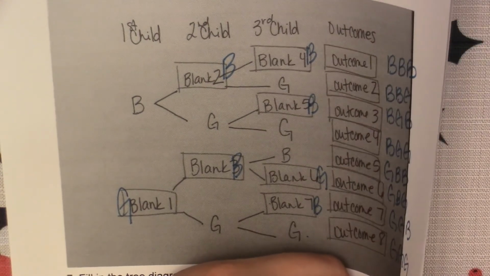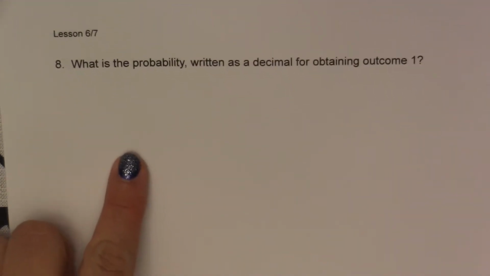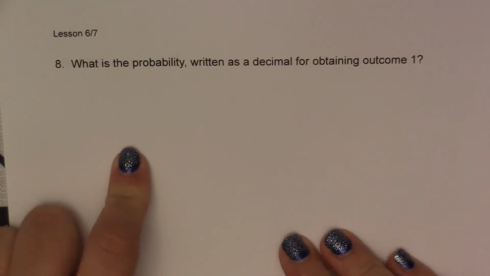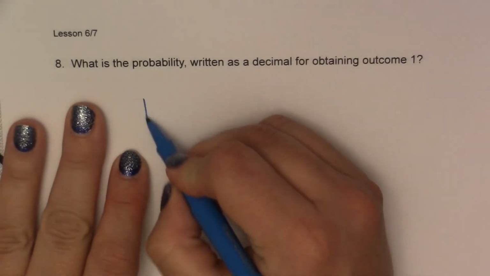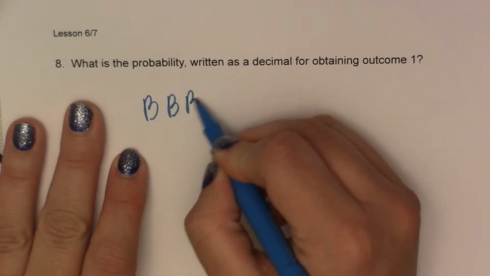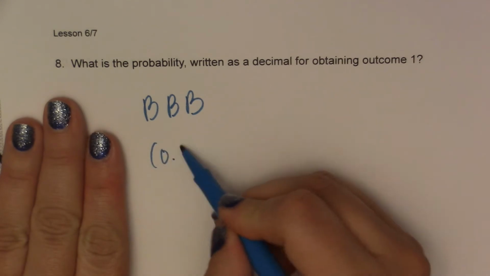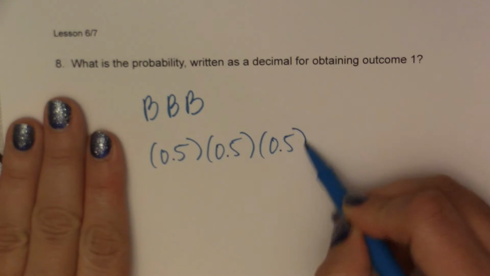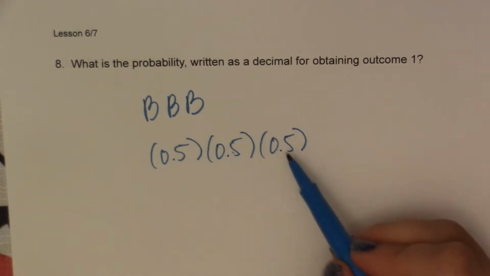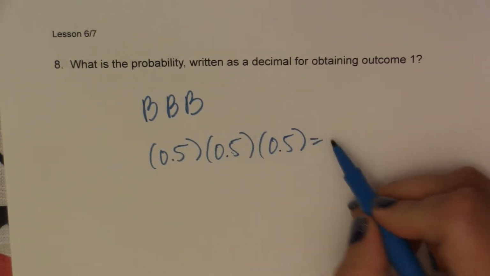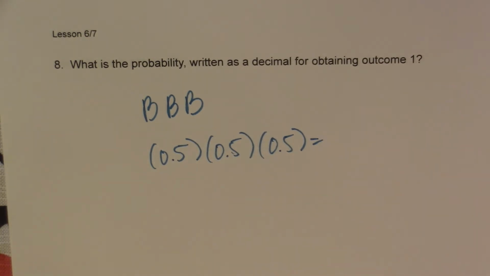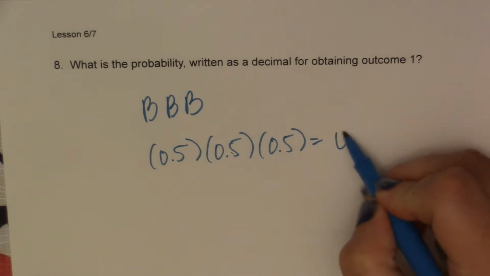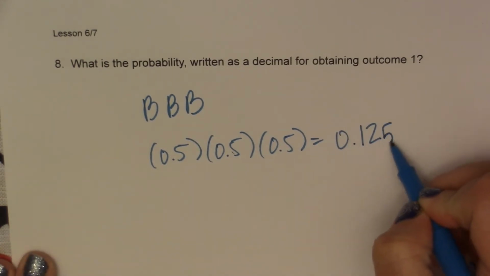Alright, so let's use our table and let's answer some questions. What is the probability, written as a decimal, for obtaining outcome 1? So outcome 1 was boy, boy, boy. So we're going to go 0.5 times 0.5 times 0.5, because the probability of having a boy is 0.5 each time. And when we multiply those together, we get 0.125.